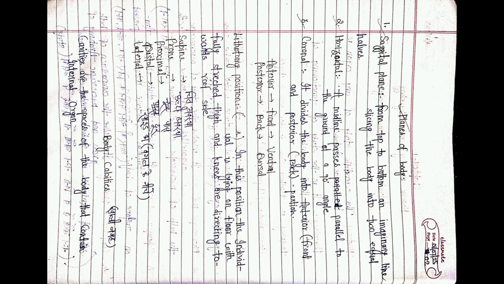Planes of the body. 1. Sagittal plane. From top to bottom, an imaginary line slicing the body into 2 equal halves. 2. Horizontal. A midline passes parallel to the ground at a 90-degree angle. 3. Coronal. It divides the body into anterior, front, and posterior, back portion. Anterior, front, ventral. Posterior, back, dorsal.